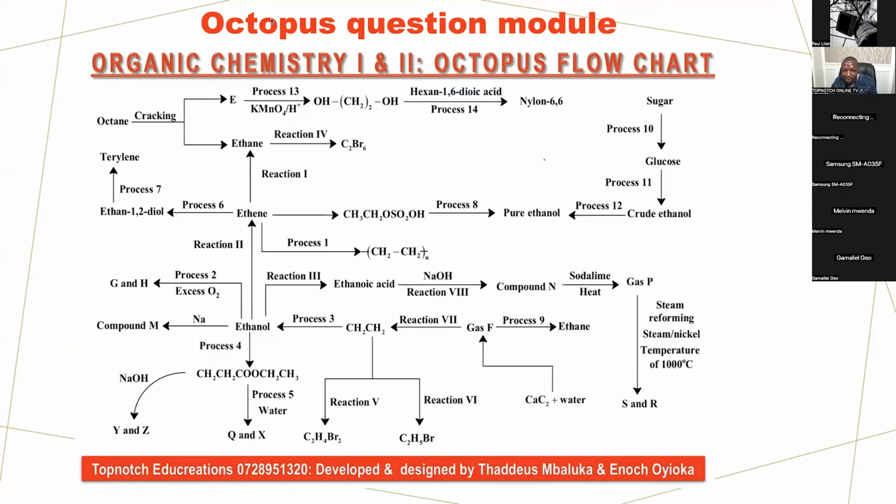So now we are ready to swim with the octopus in the deep sea. Let's start with reaction number 1. This one is summarizing both organic 1 and organic 2. I'll just clarify the issues. I want any issue that you find confusing.